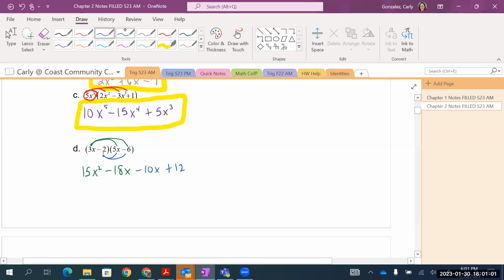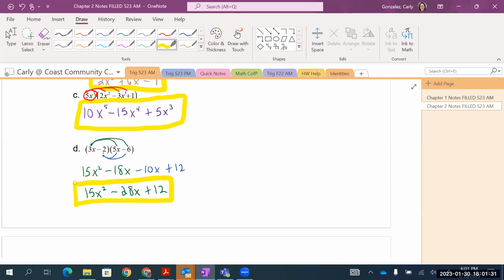And last but not least, we'll just combine like terms. The 15x squared comes down, but we will combine -18x minus 10x gives us -28x. And then we bring down the 12. And there we have it. We get 15x squared minus 28x plus 12. Again, none of these are like terms, so we are done.